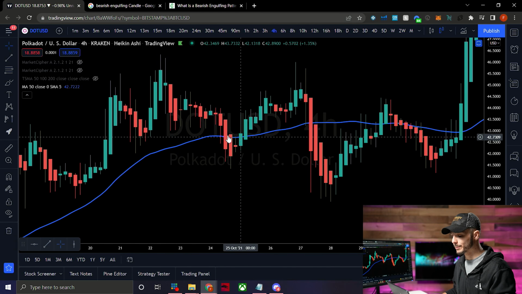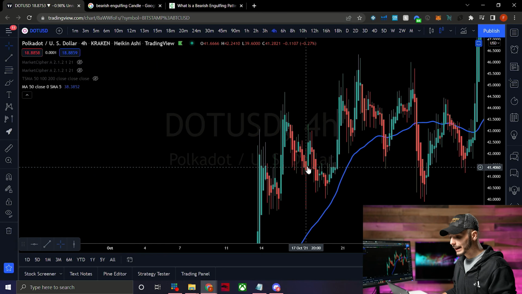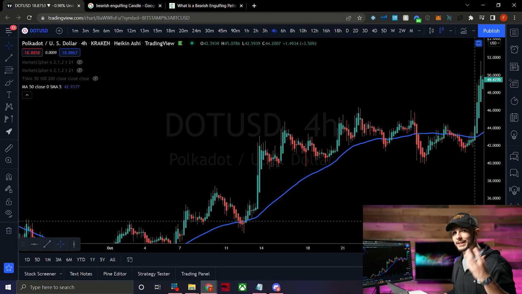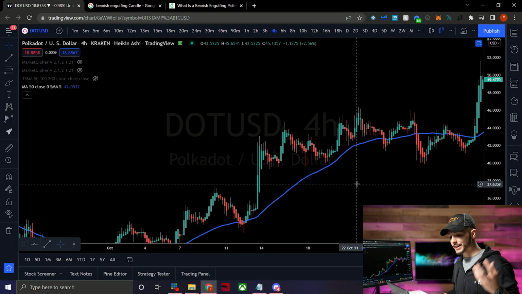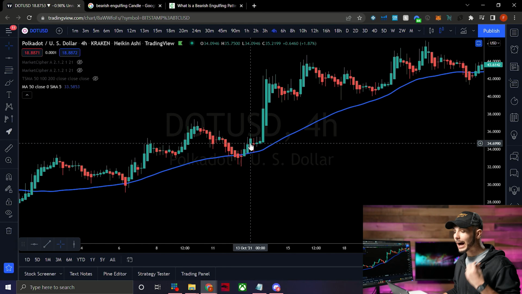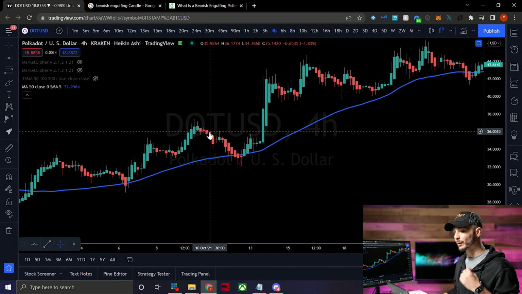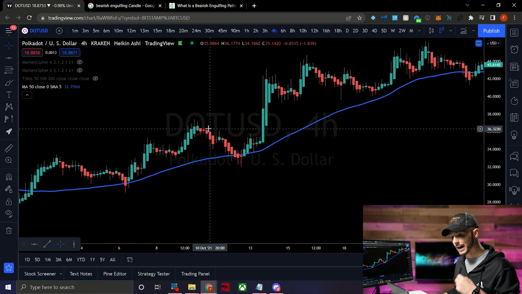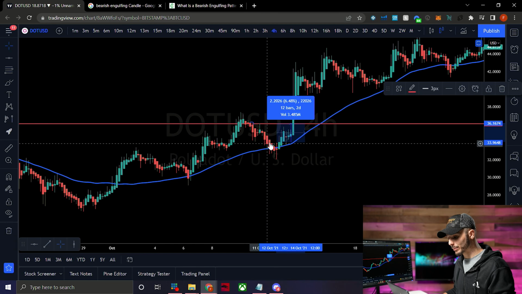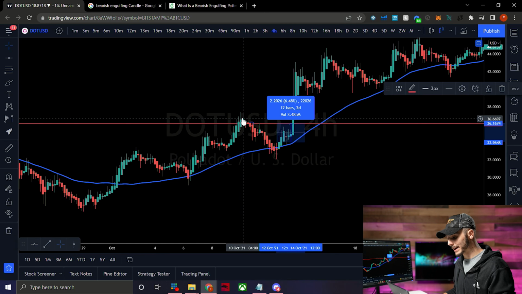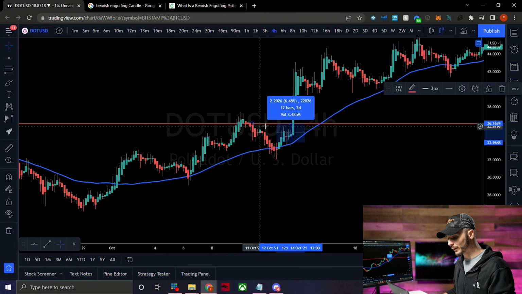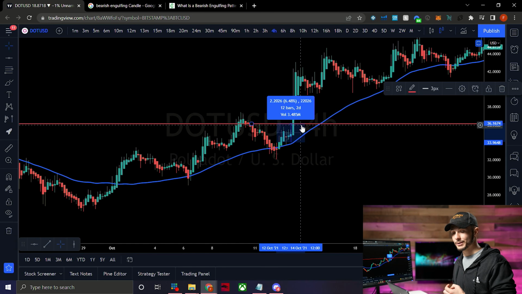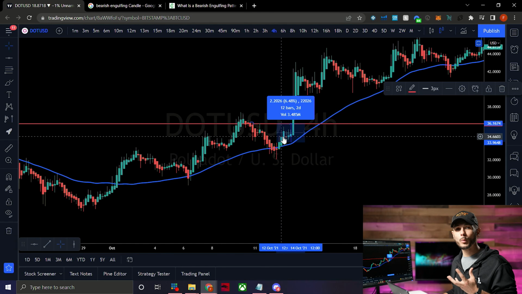Showing that you could be flipping the moving average into resistance. Now, let's talk about where to set your stop losses and where to set your take profits. For take profits, I recommend taking profits a little bit before you come up to that next swing high. If you did set your take profit just a little bit before this previous swing high right here, you would have gotten a 6.4% move, or 64% profit with 10x leverage.